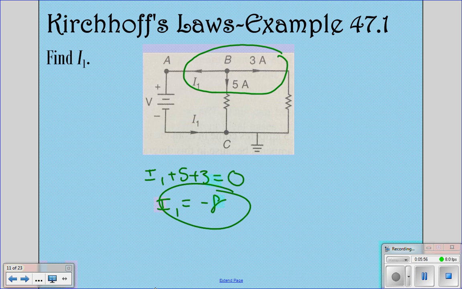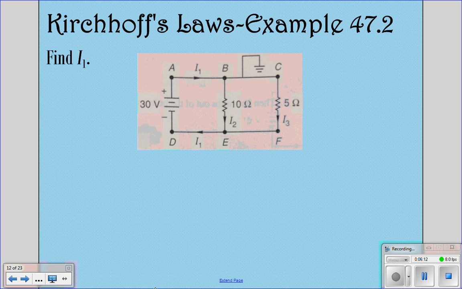We didn't choose the wrong direction for I sub 1. It just, because of the way the arrow is, it just happens to have a negative value. So that's just based on the arrow that they provided with us, that's why it's a negative value. Okay? Looking at this one, we want to again find I sub 1.